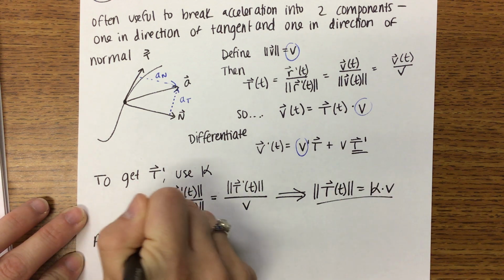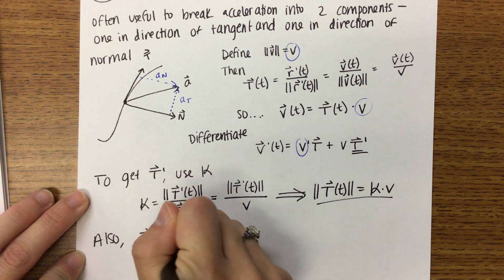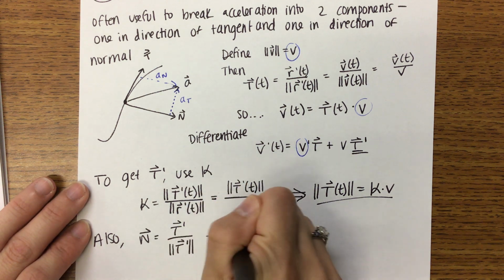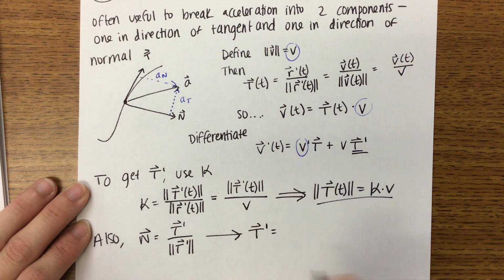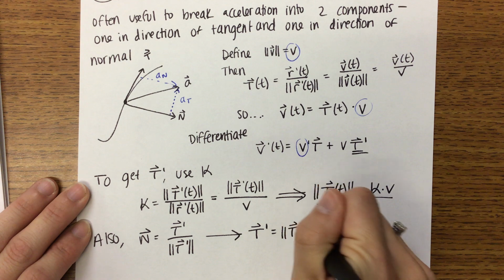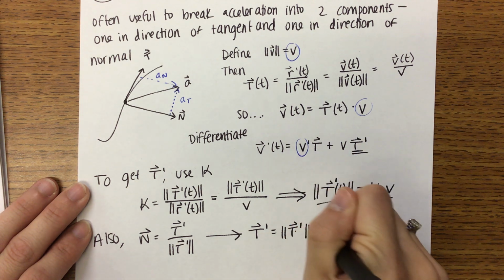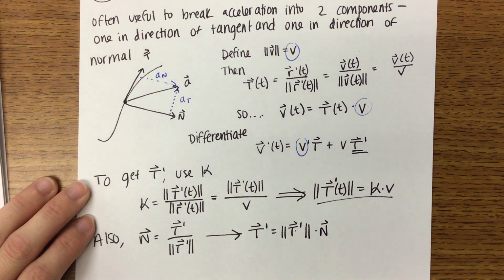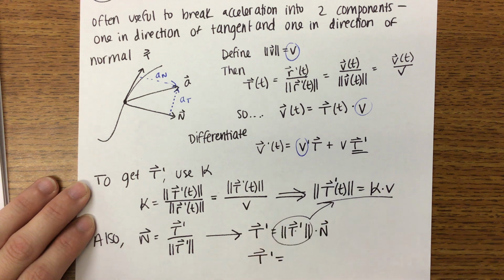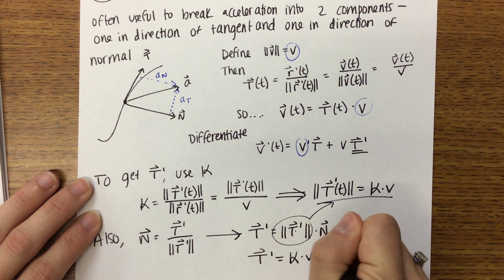Also, it might be helpful to look at the unit normal vector. The unit normal vector is the derivative of the unit tangent vector divided by the norm of the derivative of the unit tangent vector. So that tells us that the derivative of the unit tangent vector is equal to the norm of that derivative times the unit normal vector. But this we found up there. So that tells us that the derivative of the unit tangent vector is equal to curvature times v times big N.